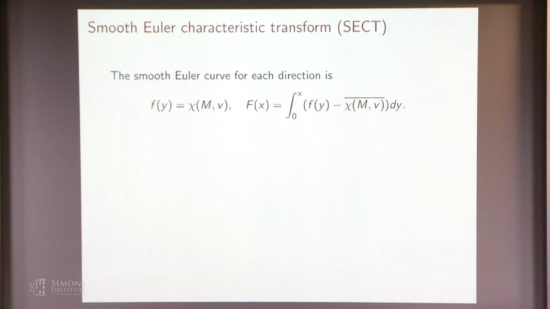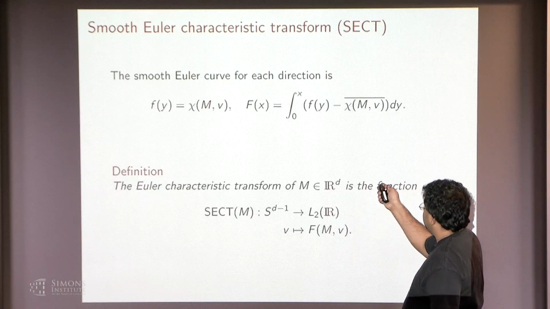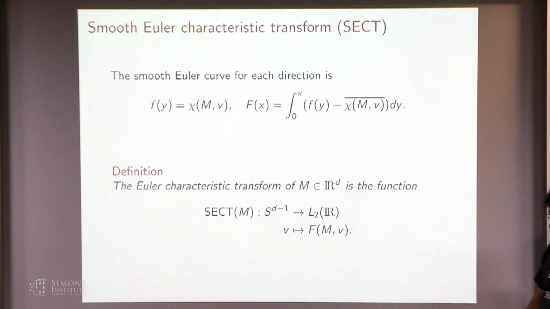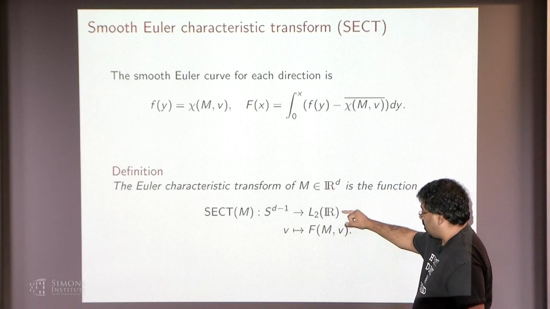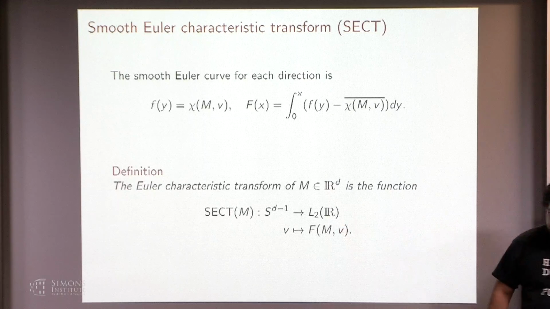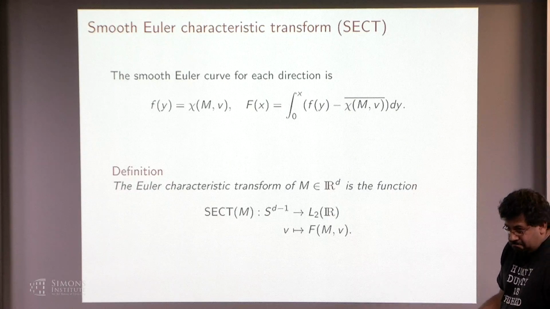Similarly, there's a smoothed Euler characteristic transform. So you take the Euler characteristic, subtract off the mean, and integrate it. Okay? Now what's interesting here is I've turned a mesh into a collection of curves in L2. Now, as a statistician, what's nice about that is I've taken my problem back to functional data analysis.